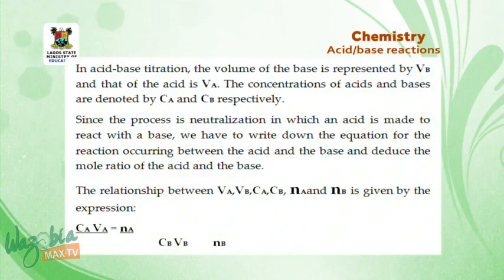Welcome back. In an acid-base titration, the volume of the base is represented by Vb and that of the acid is Va. The concentrations of acids and bases are denoted by Ca and Cb respectively. Since the process is neutralization, in which an acid is made to react with a base, we have to write down the equation for the reaction occurring between the acid and the base and deduce the mole ratio of the acid and the base. The relationship between Va, Vb, Ca, Cb, Na and Nb is given by the expression CaVa over CbVb is equal to Na over Nb.